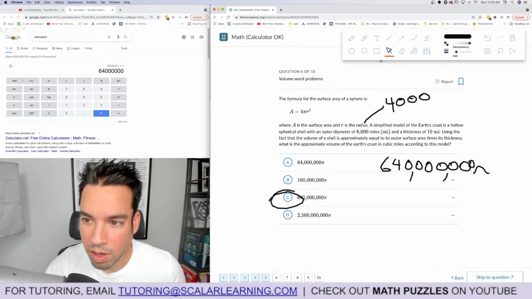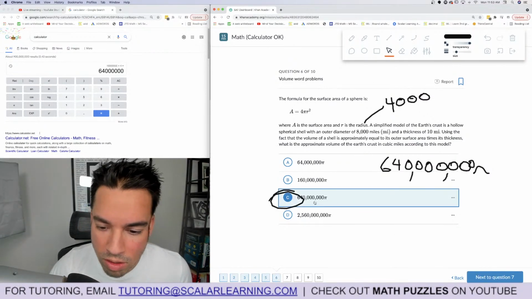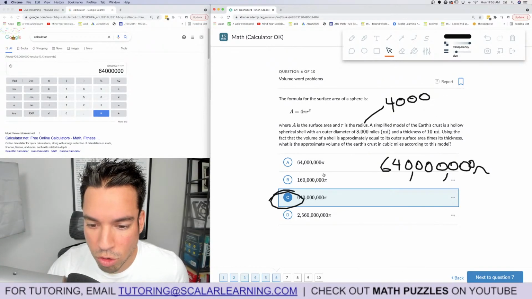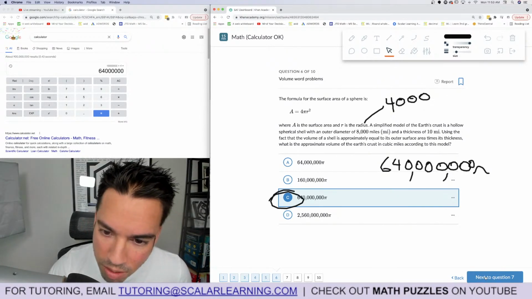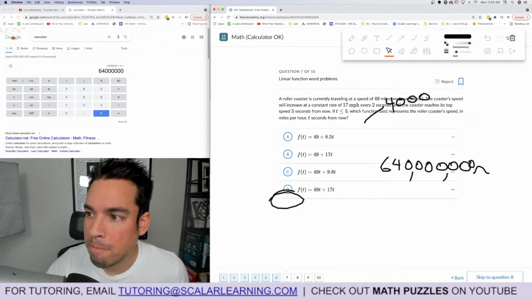C is the winner. Okay, good. I don't know why when I was looking at this, it looked too small. I knew it had to be A or C at that point, but yeah, okay.